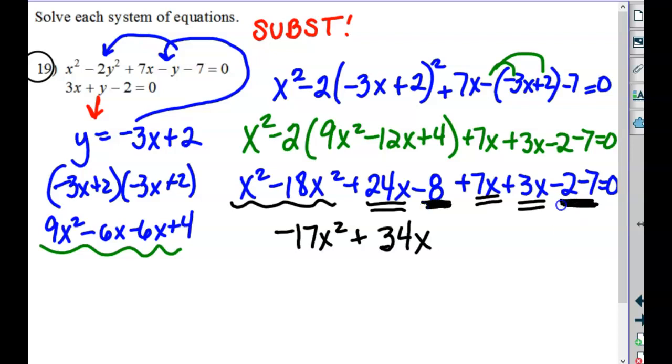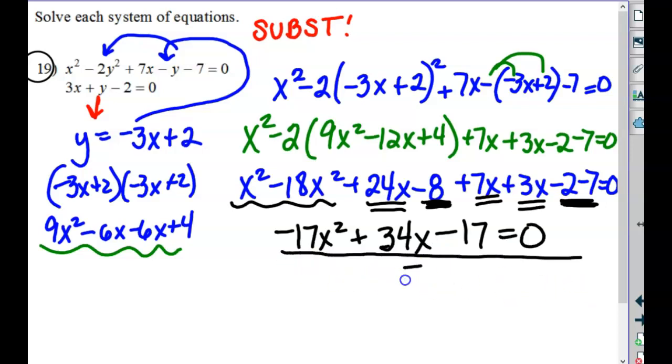And back here, these two. So negative 8 minus 2 is negative 10, minus 7 is negative 17. Oh, goody. What can we do to all that? Divide by negative 17, right? Or take out a negative 17. So we get x squared minus 2x plus 1 equals 0. Which factors?